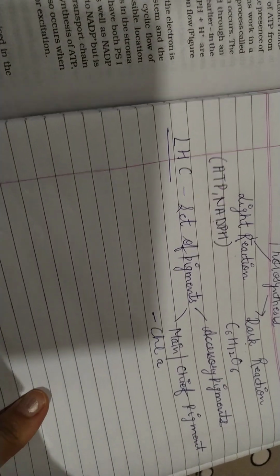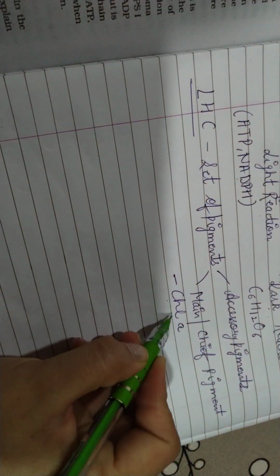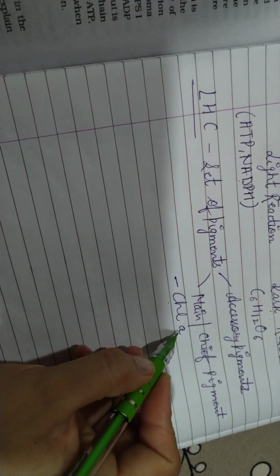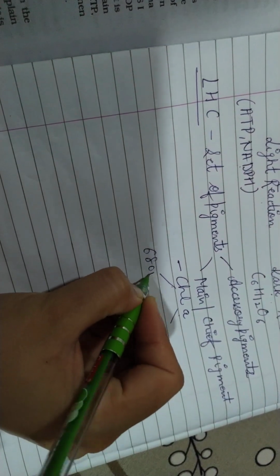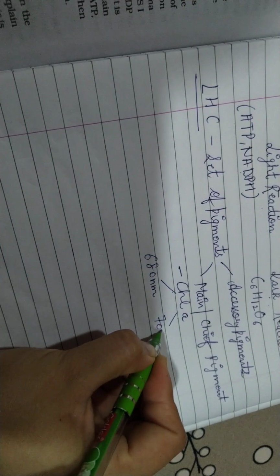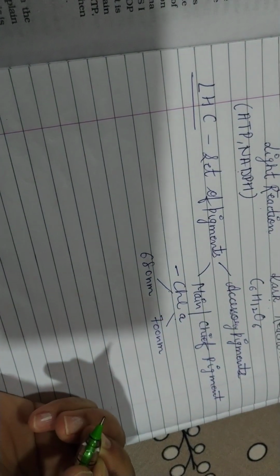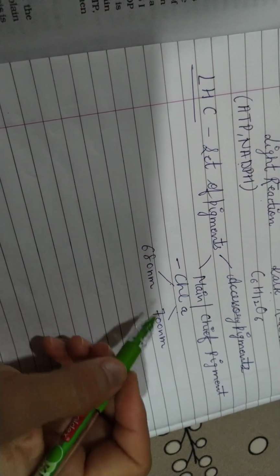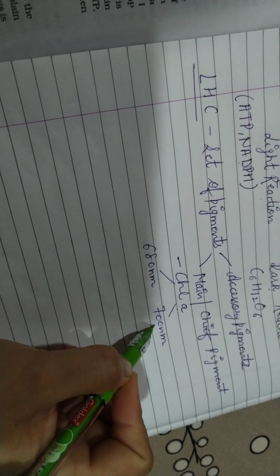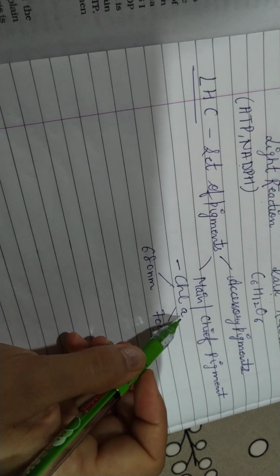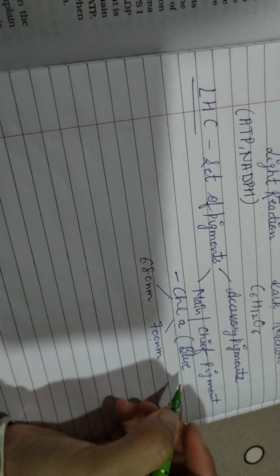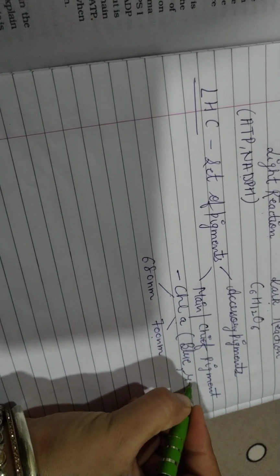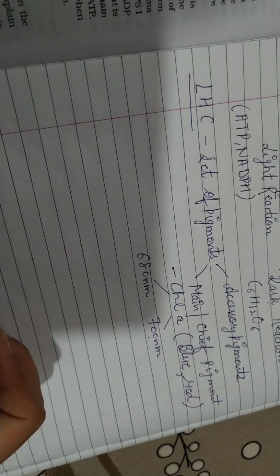Okay, now if we talk about chlorophyll A, then it can absorb at 680 nanometer or 700 nanometer. So the absorption maxima can either be 680 or 700 nanometer, and this chlorophyll A mainly absorbs sunlight in the blue and red region.